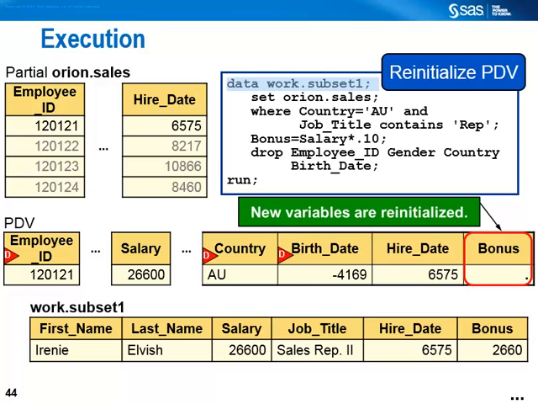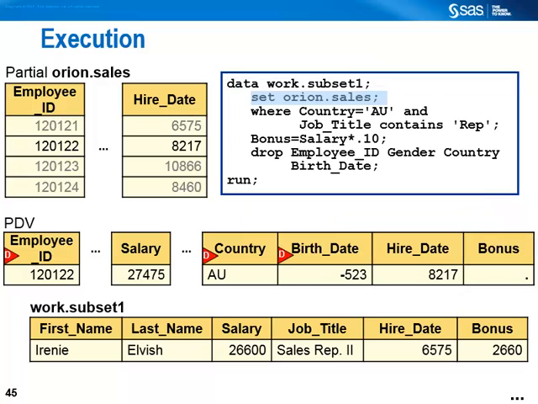The variables that come from the input dataset are not reinitialized because they will be overwritten when the next observation is read into the PDV. In this data step, bonus is the only variable that is reinitialized. When the set statement executes on the second iteration of the data step, the second observation is read from the input dataset.